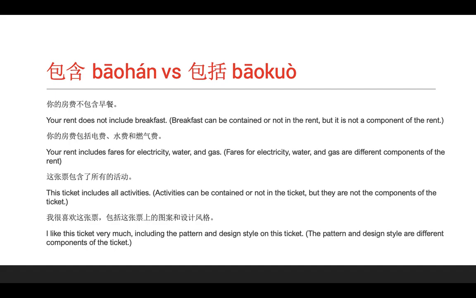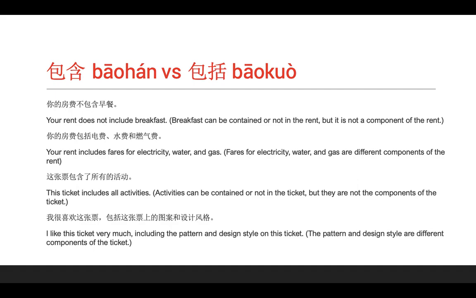Another example can be 这张票包含了所有的活动. This ticket includes all activities. So here, activities can be included or contained in the ticket, but they are not the components of a ticket. They are just items included in this ticket, but they don't make up the ticket.